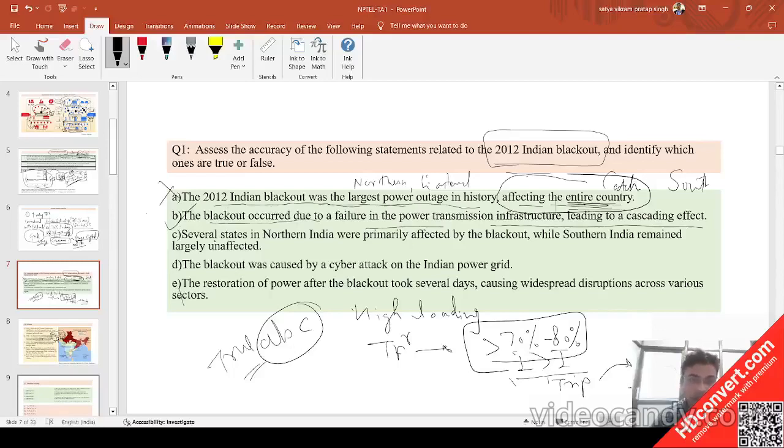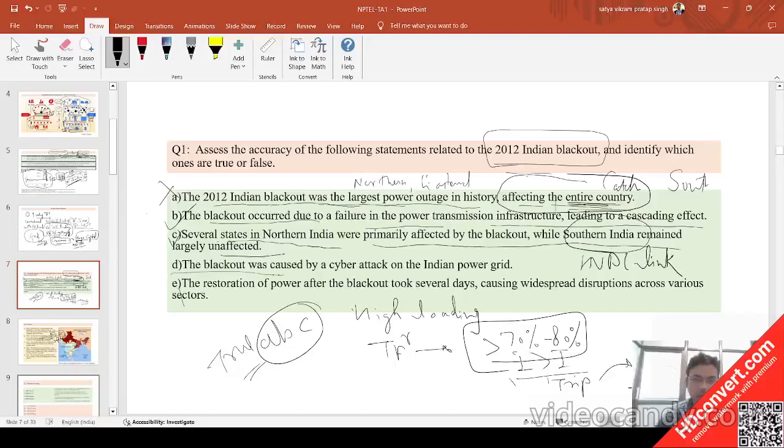Moving to part C, there are several states in northern India that were primarily affected by the blackout, while southern India remained largely unaffected. That is true, my friend. Because the southern grid remained unsynchronized with the other grids. How are the other grids connected with the southern grid? With the HVDC link.